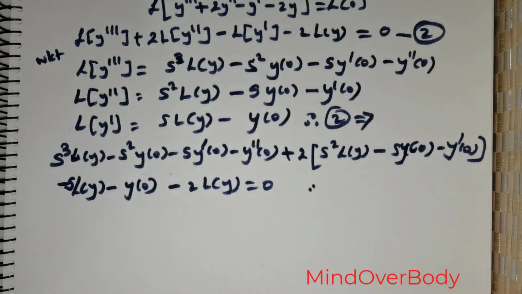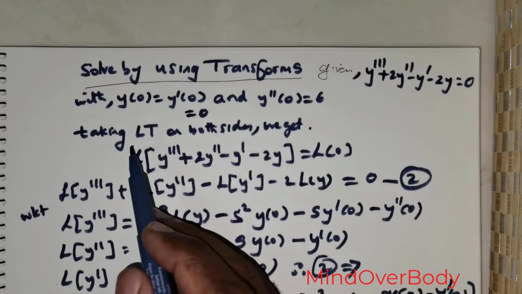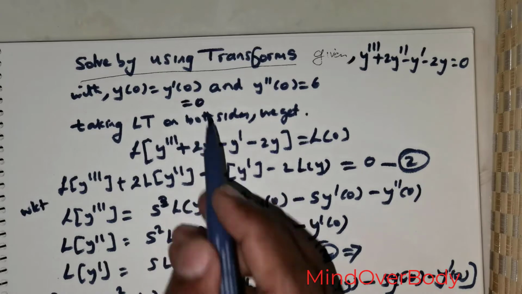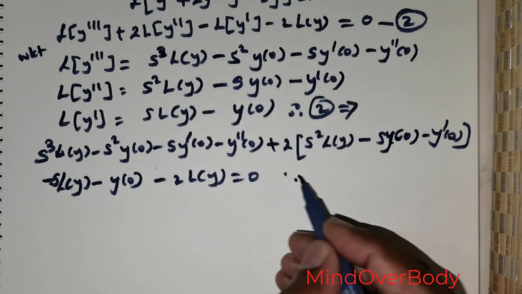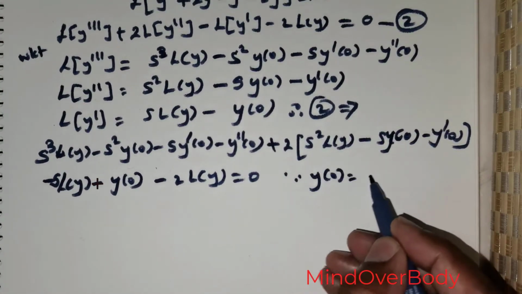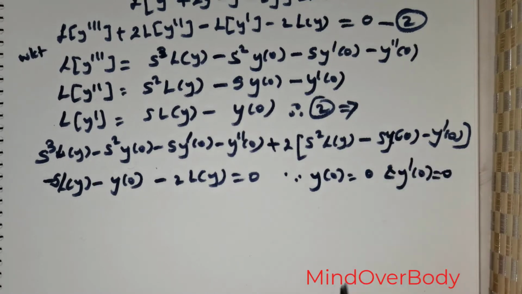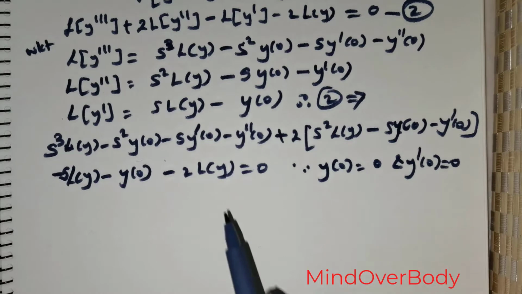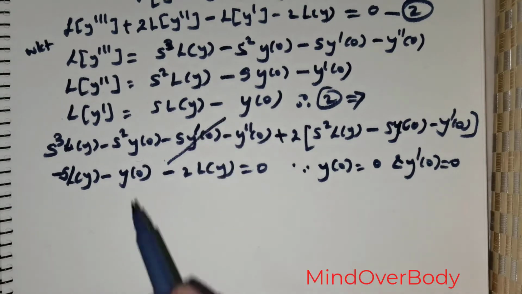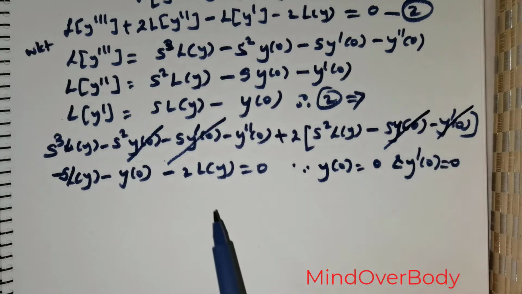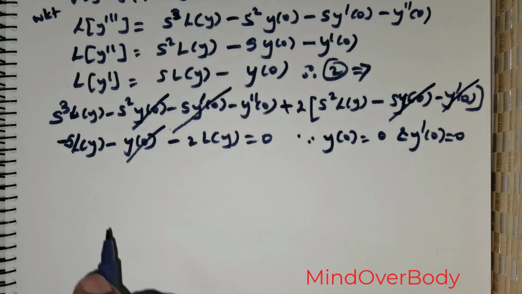Now if you were to see the question, y of 0 is equal to 0, y dash of 0 is equal to 0. So we can state that since y of 0 is equal to 0 and y dash of 0 is equal to 0, now what happens here? Y dash of 0 cancels, y of 0 cancels, y dash of 0 cancels, y of 0 cancels. So we need to write the remaining.